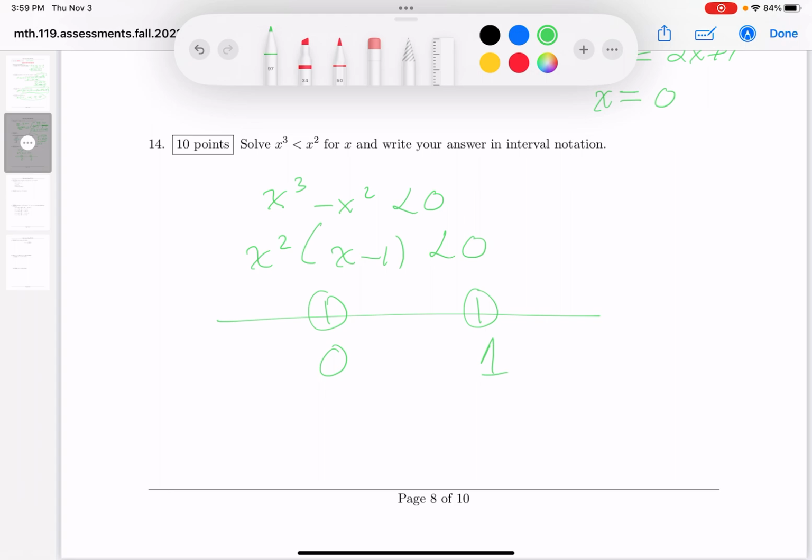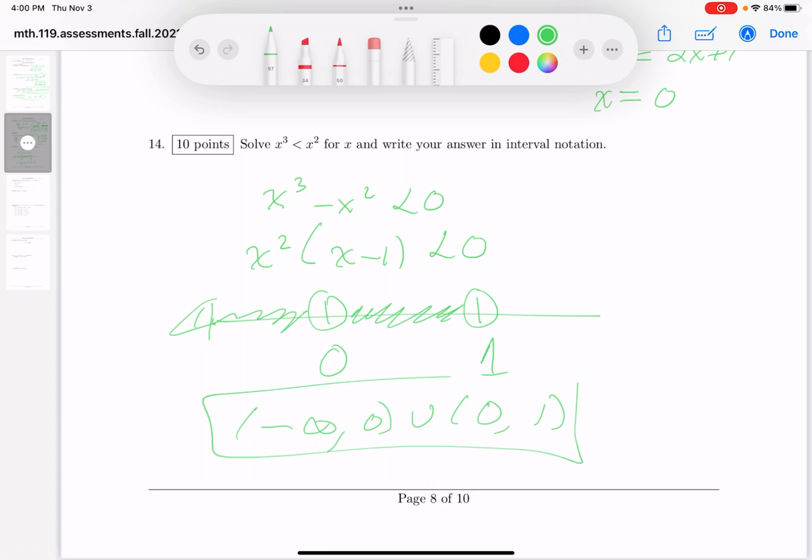A number after 1 like 2 would make it positive, and that's not less than 0. A number between 0 and 1, like a half, plug it in. That would turn out to be negative. I'll shade that in. And then a number below 0, like minus 1, plug it in. It would also be negative. I'll shade that in for you. What does this give you? Minus infinity up to 0, not touching, union 0 up to 1, not touching. All right, let's keep going.